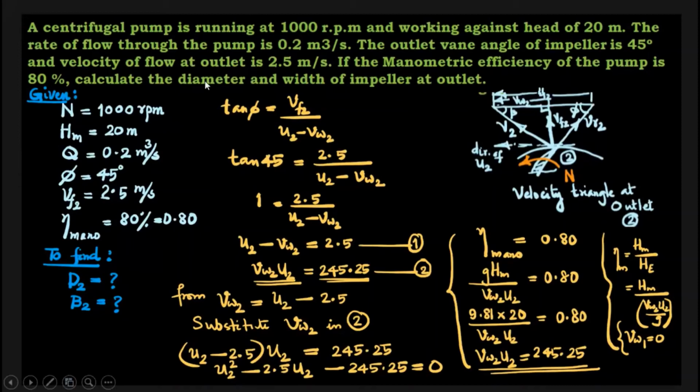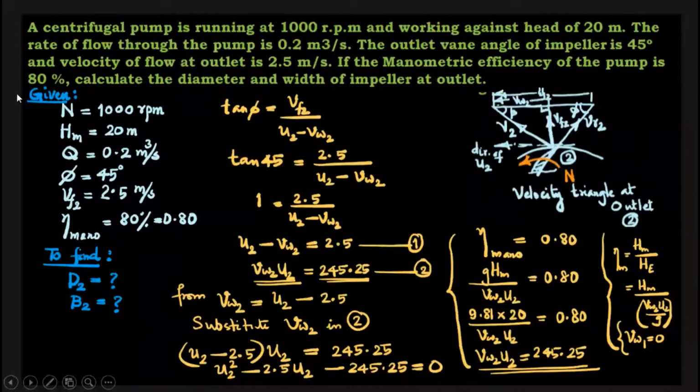The discharge is given, the rated rpm is 1000. Operational speed of the centrifugal pump impeller here is 1000 rpm, and it works against a head of 20 meters. So when it works against a head of 20 meters, definitely that is the manometric head, and the rate of flow through the pump is 0.2 meter cube per second, 200 liters per second it is. The outlet vane angle of the impeller is 45 degrees. See, the outlet vane angle, that means phi is equal to 45 degrees.